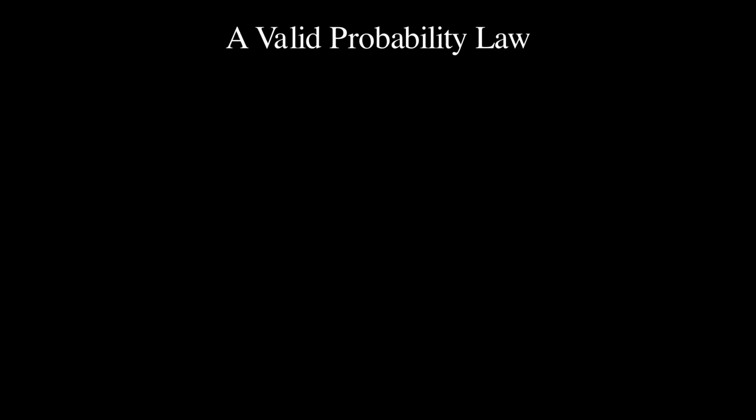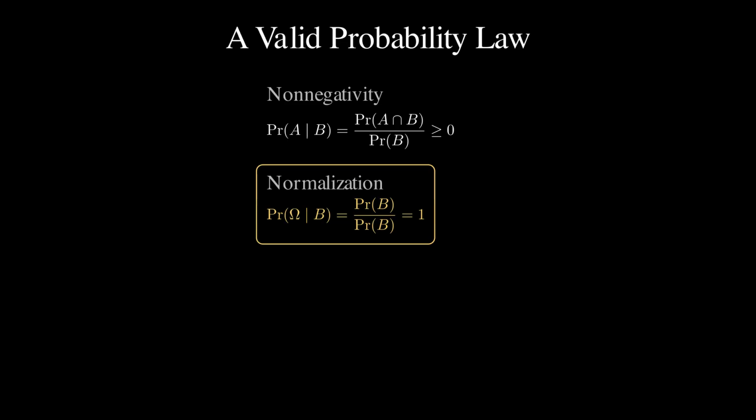Is this new object really a probability law? It is. It obeys the same 3 axioms. First, non-negativity. A ratio of 2 non-negative numbers can't be negative. Second, normalization. Condition the whole sample space on B. The probability of omega in B is just the probability of B, so the probability of omega given B is the probability of B over the probability of B, exactly 1.